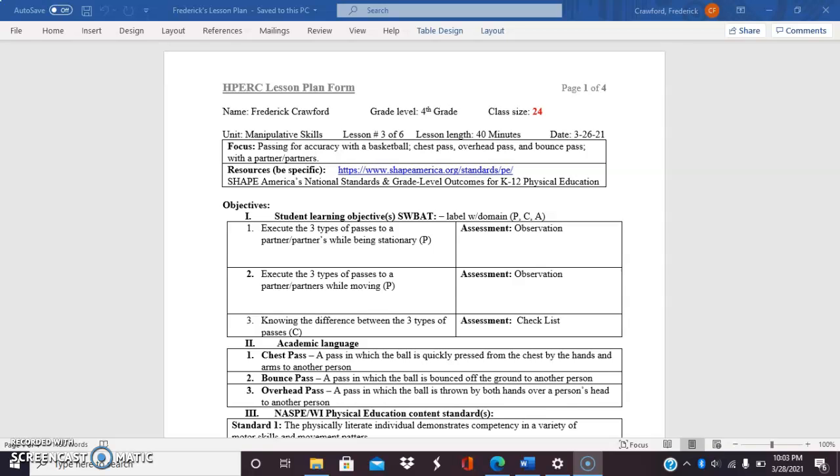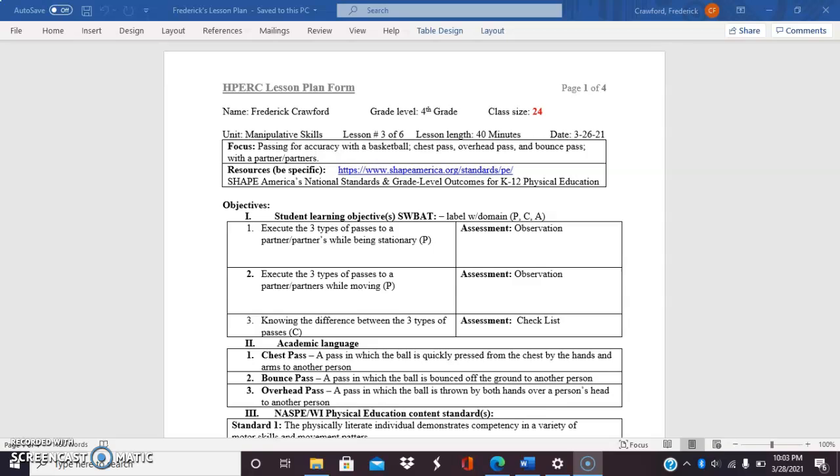So my lesson plan is based off a skill theme. I'll be teaching fourth grade. My class size is 24. The unit obviously is skill theme, but I'm doing a manipulative skill for that skill theme. Lesson 3 out of 6, lesson length 40 minutes.